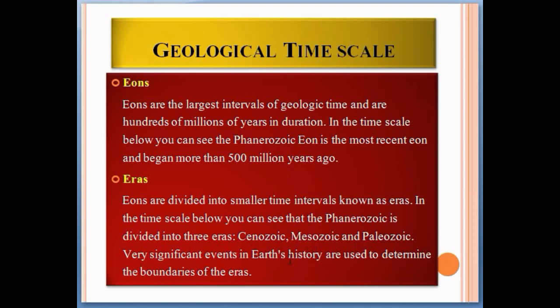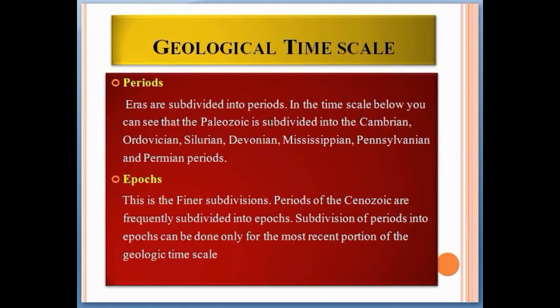Very significant events in earth history are used to determine the boundaries of eras. Periods: eras are subdivided into periods. In the time scale below, you can see that the Paleozoic is subdivided into the Cambrian, Ordovician, Silurian, Devonian, Mississippian, Pennsylvanian and Permian periods. Again, periods are divided into epochs. Epochs are finer subdivisions. Periods of the Cenozoic are frequently subdivided into epochs. Subdivision of periods into epochs can be done only for the most recent portion of the geologic time scale. So you can say that epochs are the smallest scale of geological time.